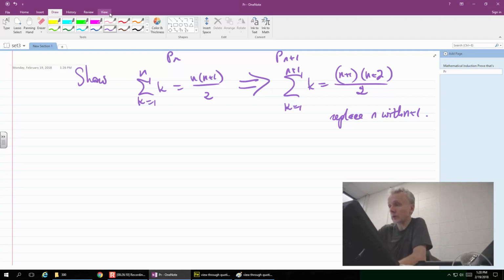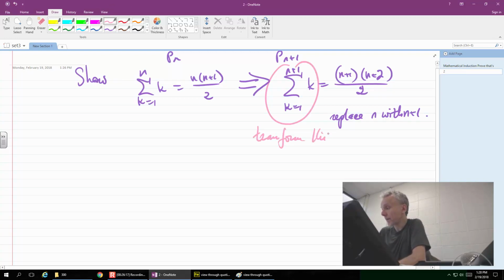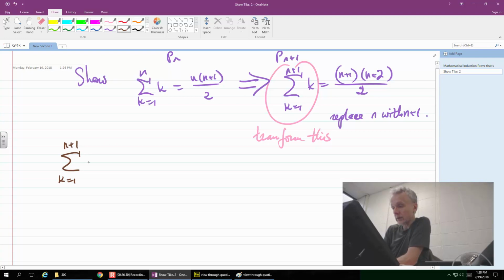So in other words, this is the plan. Transform this into something familiar. Well, hopefully that summation up to k would appear, and it is really not too hard because after all it is summation, so we know what this stands for. So where is the summation up to n? We have just one extra term.